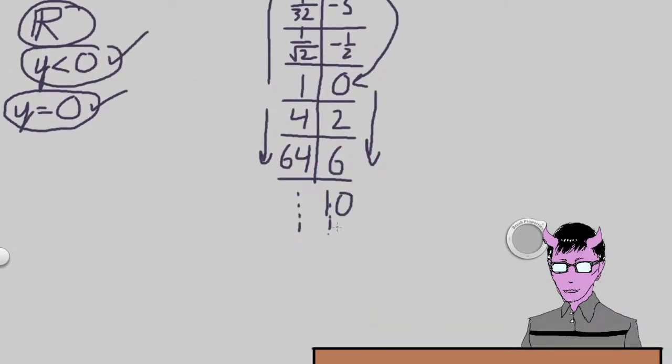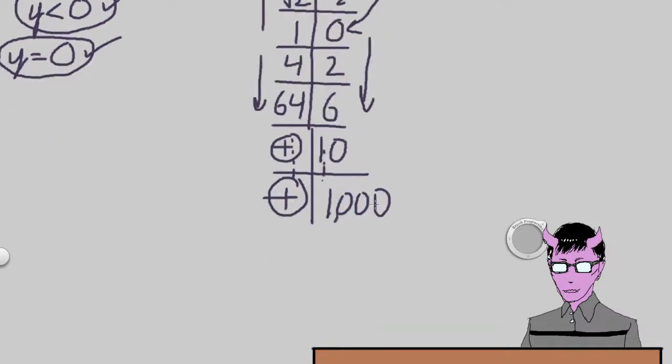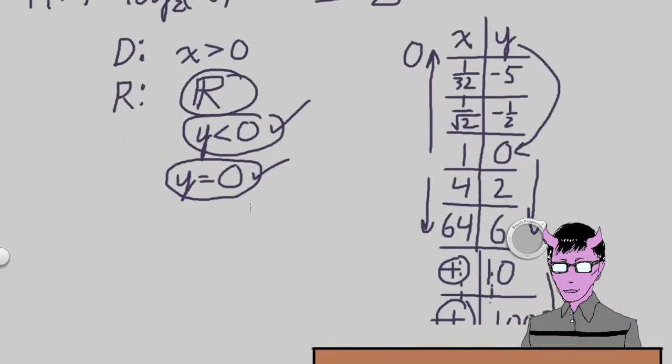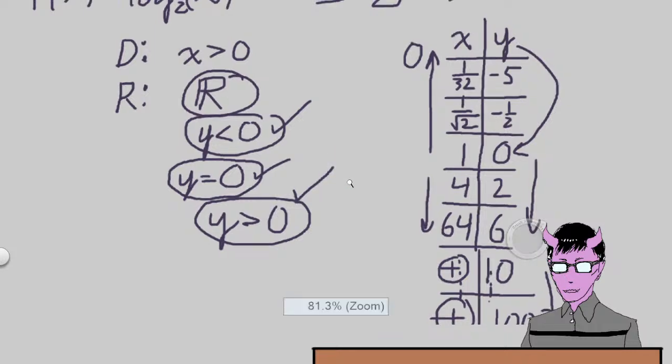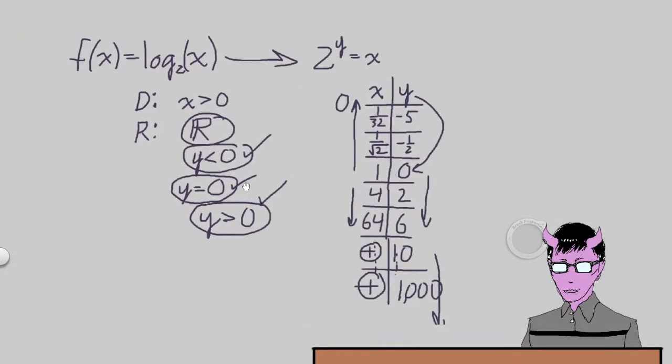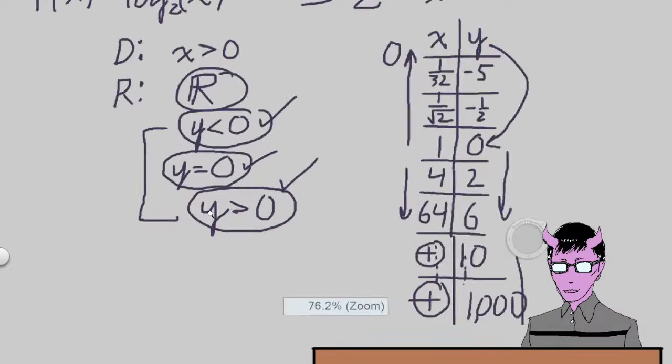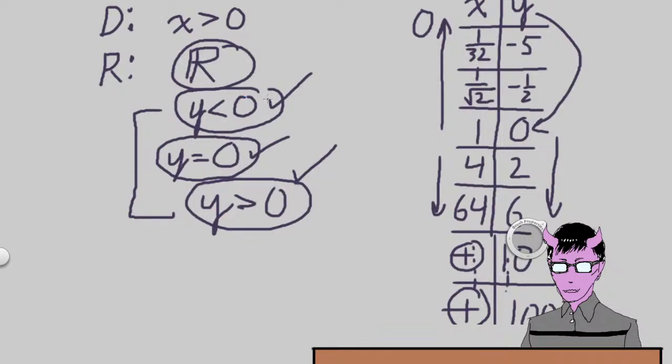So you can plug in 100. You're going to get a big positive x value. You can plug in 1,000. You will get a larger x value. And you can just keep doing this. So can we plug in values for y that are greater than 0? Yes, we can. So all three of these ideas, y value could be greater than 0, y value could be less than 0, or y could be equal to 0. That's what we call the range is all real numbers.